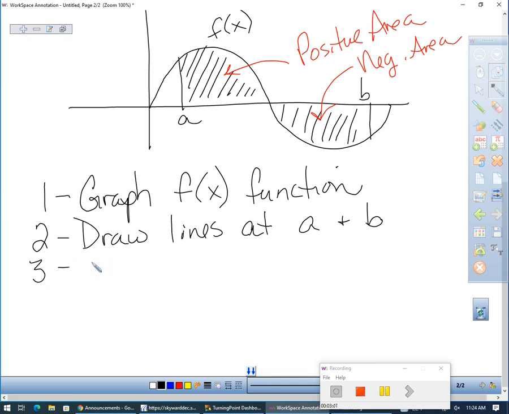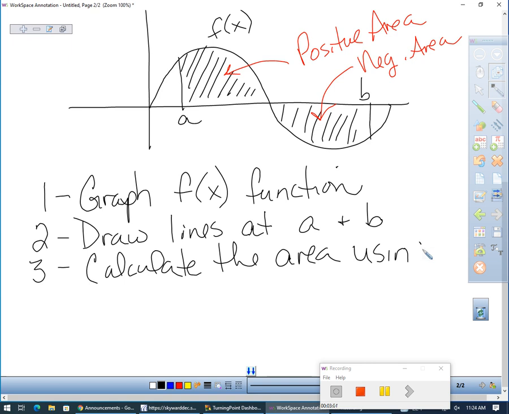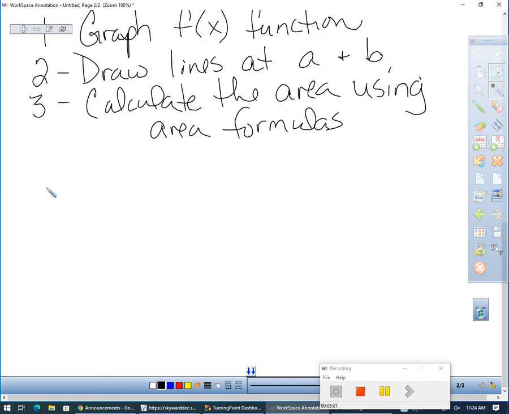Step 3, we're going to calculate the area using area formulas today. So it's either going to be square, rectangle, triangle, trapezoid, circle, some type of area you already know the formula of. All right? So here we go with a very, very easy starting one. Example 1.